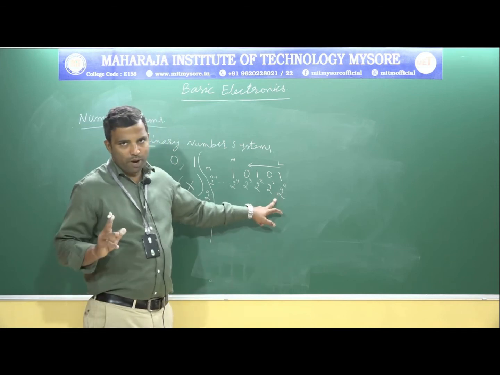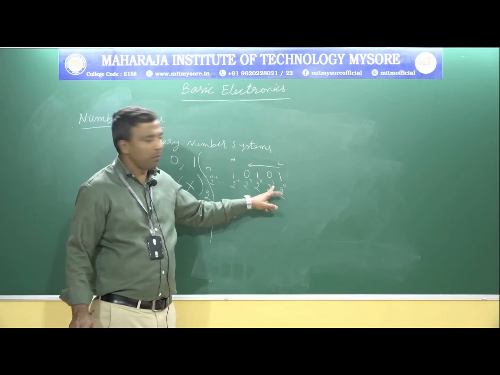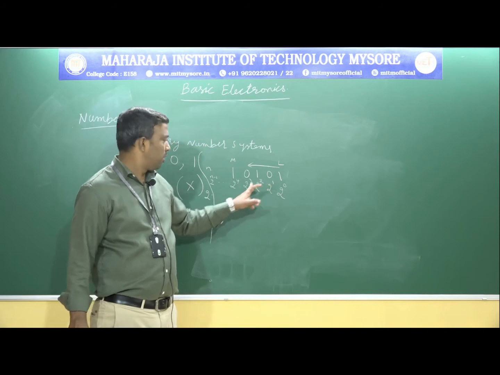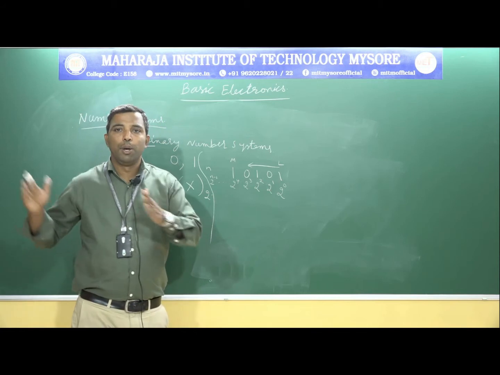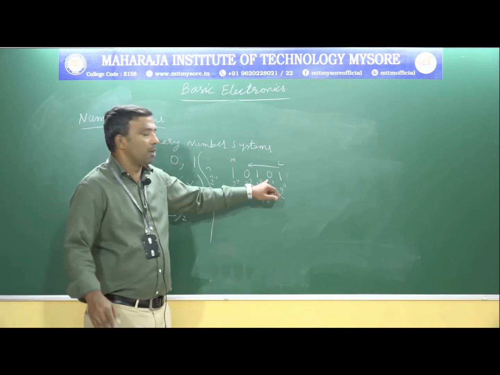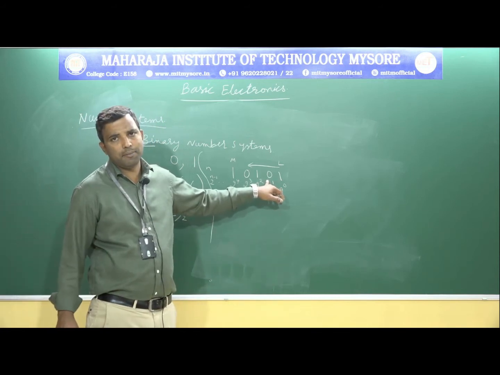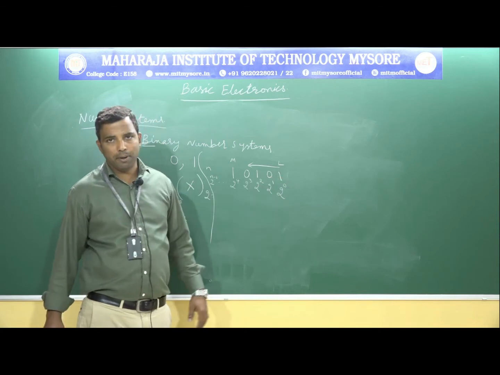2 power 0 means 1, 2 power 1 means 2, 2 power 2 means 4, 2 power 3 is 8, 2 power 4 is 16, and so on. That is the positional value of this number, for the whole number.